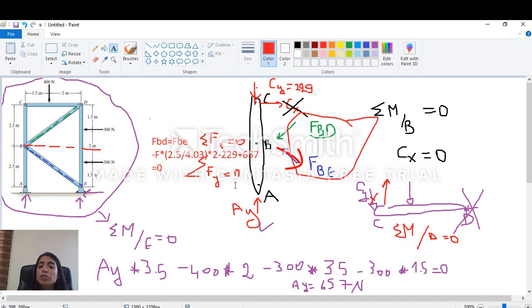Now, since here the question is to find the horizontal and vertical components of each pin, you can of course find By because Bx will be equal to 0. You can find By as the resultant force of these two forces in the vertical direction.